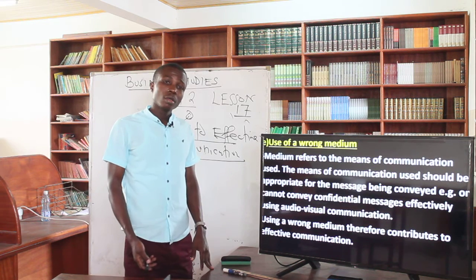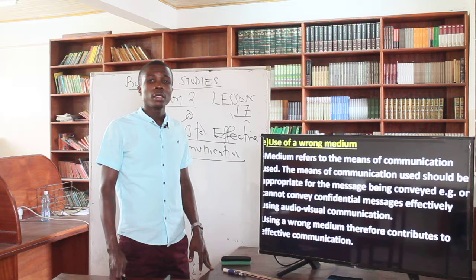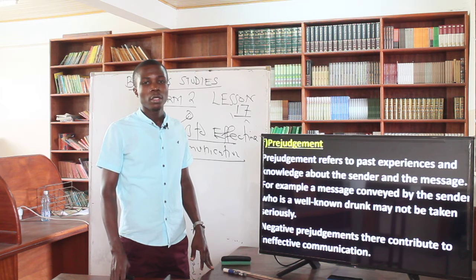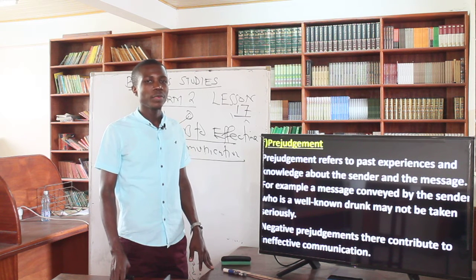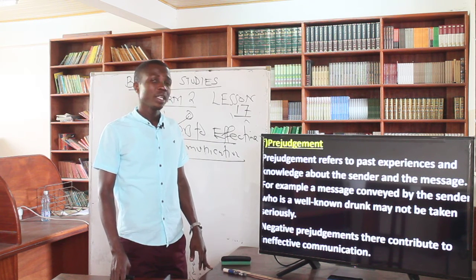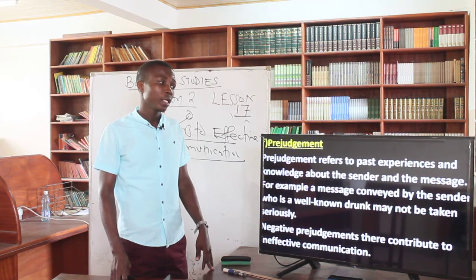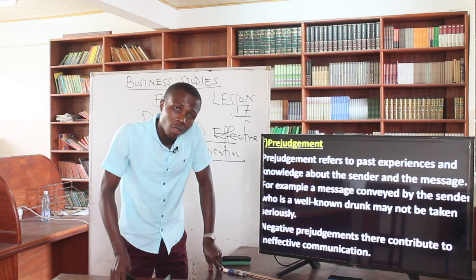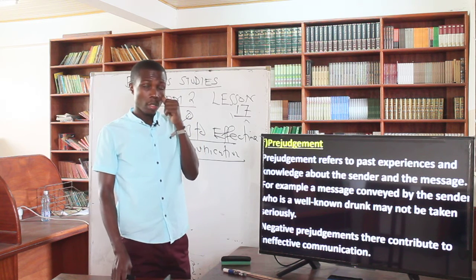The effective communication that we always have around us. Then the next one is prejudgment. You prejudge. Prejudgments also come when you have a bad negative attitude, or you have knowledge about somebody already. Prejudge, when I'm explaining something to you because you know it already.